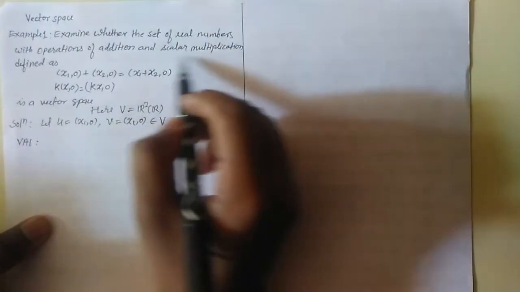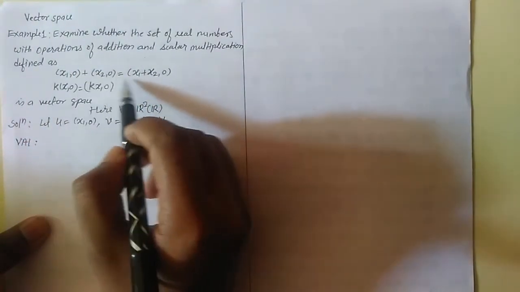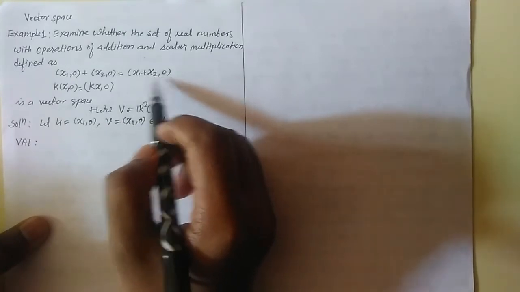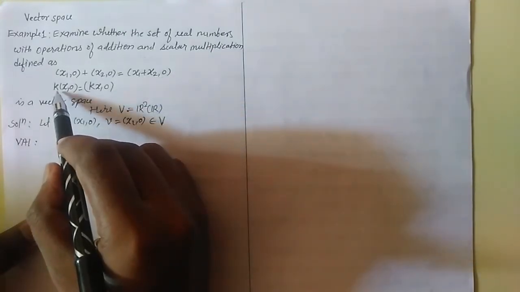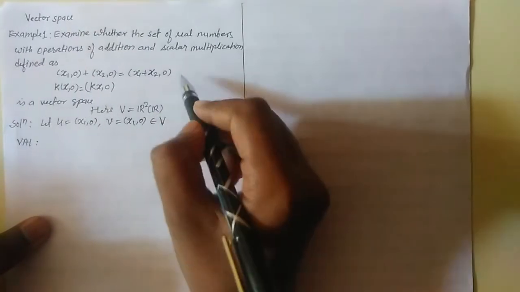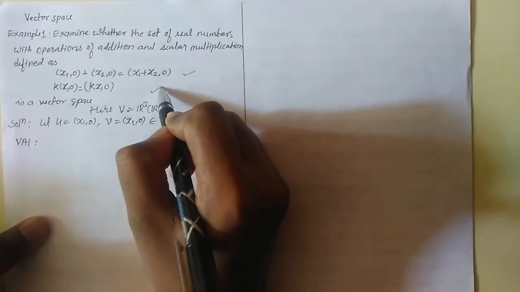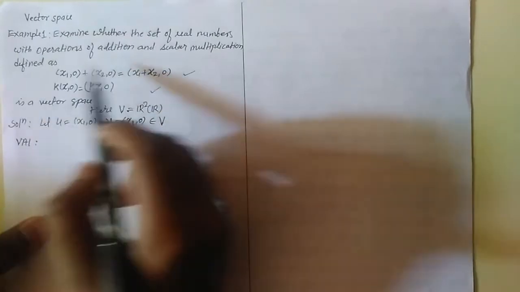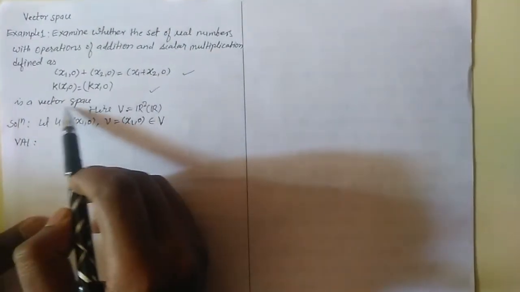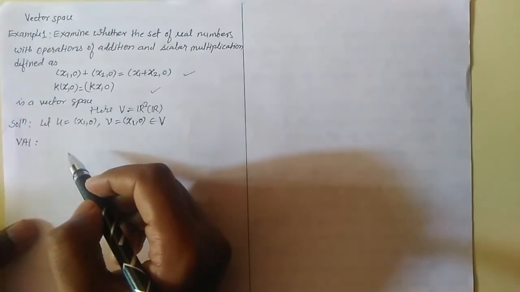Example number 1: examine whether the set of real numbers with operations of addition and scalar multiplication defined as (x1, 0) + (x2, 0) = (x1 + x2, 0) and scalar multiplication k(x, 0) = (kx, 0) form a vector space or not. These are the addition and scalar multiplication operations, and we have to check. So let us verify the axioms one by one.